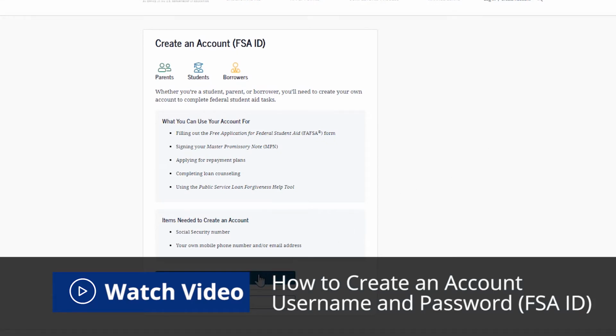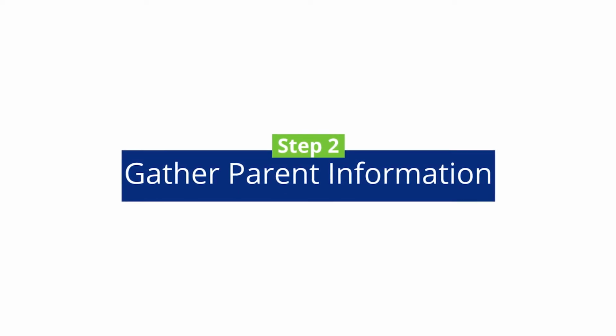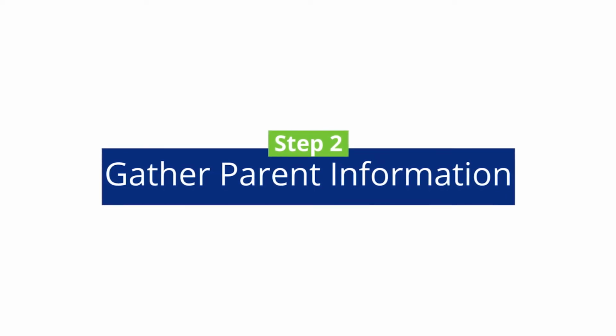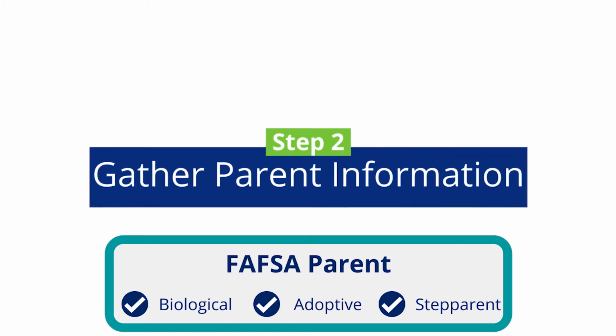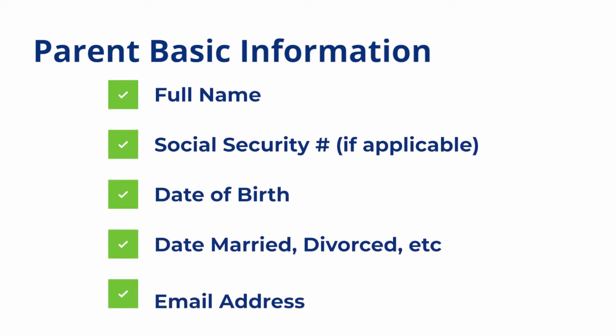Once you have created your FSA ID, if you're required to provide parental information on your FAFSA, you will need to gather some basic pieces of information about them. Keep in mind that a parent on the FAFSA can be a biological, adoptive, or step-parent. The information you'll need includes your parents' full names, their social security numbers if they have one, their dates of birth, the date your parents were either married, separated, divorced, or widowed, and their email address.